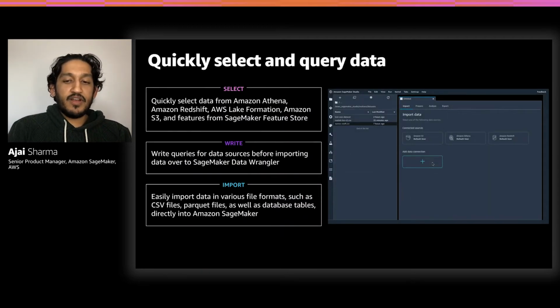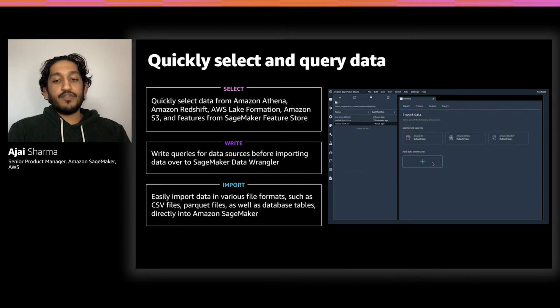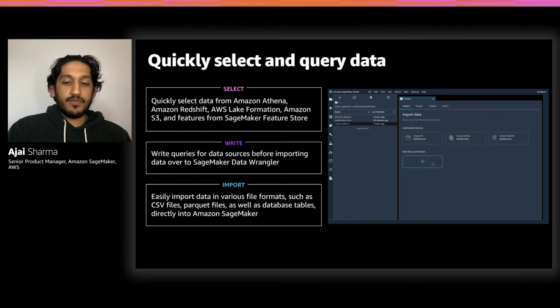Preparing high-quality training data often requires the collection of data in various formats from different sources and can even require writing complicated queries. With SageMaker Data Wrangler's data selection tool, you can quickly select data from several data sources, such as Amazon Athena, Redshift, Lake Formation, S3, and data from SageMaker Feature Store. You can write queries for data sources and easily import data in various file formats, such as CSV files, Parquet files, and database tables directly into Data Wrangler. Before importing large volumes of data from various data sources, you can query and preview your data from the visual interface, all from Data Wrangler. Next, let's learn how Data Wrangler can help you transform your data.